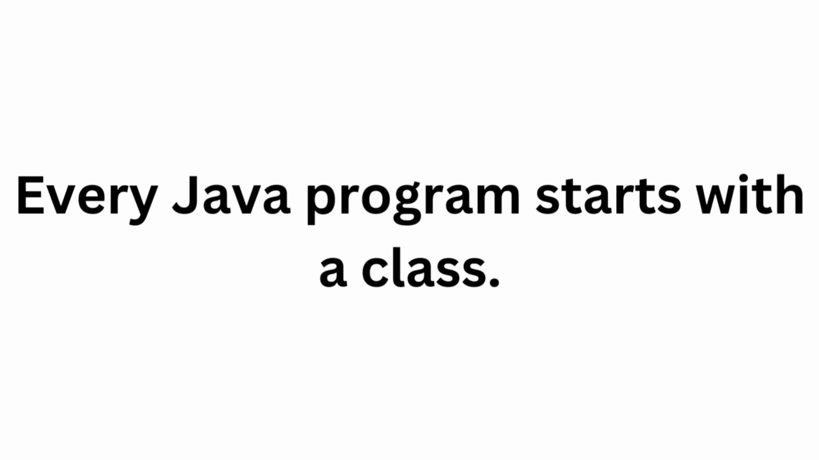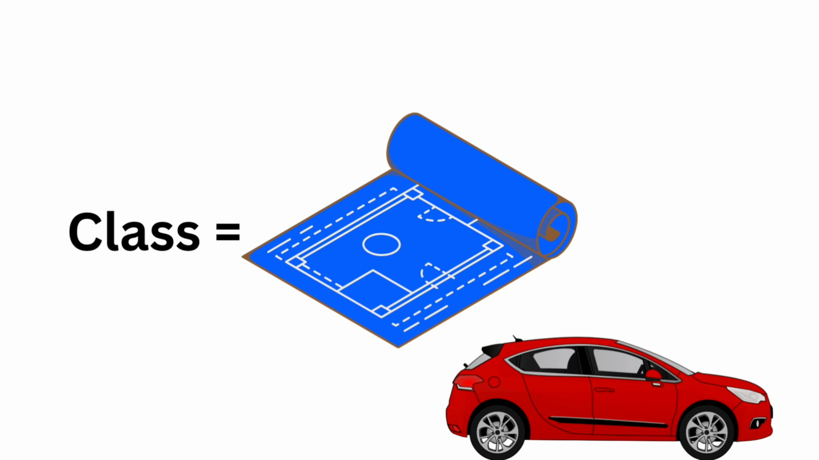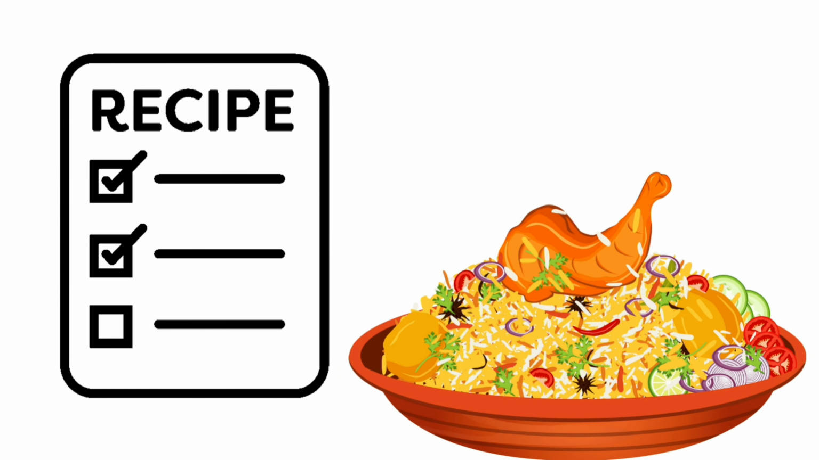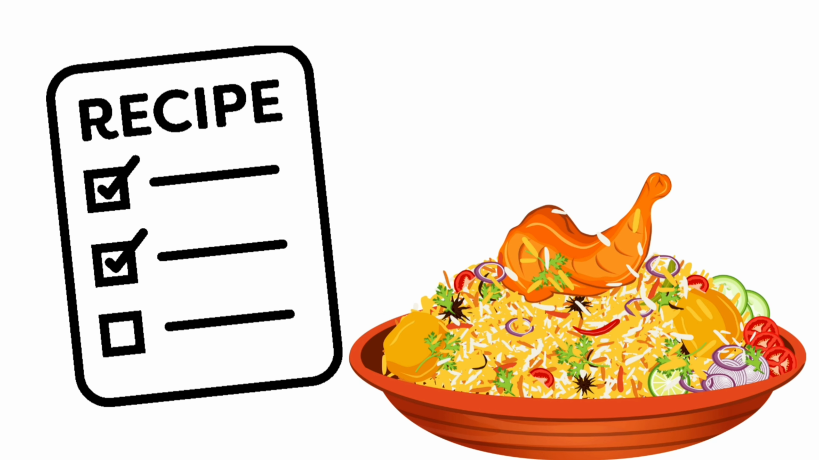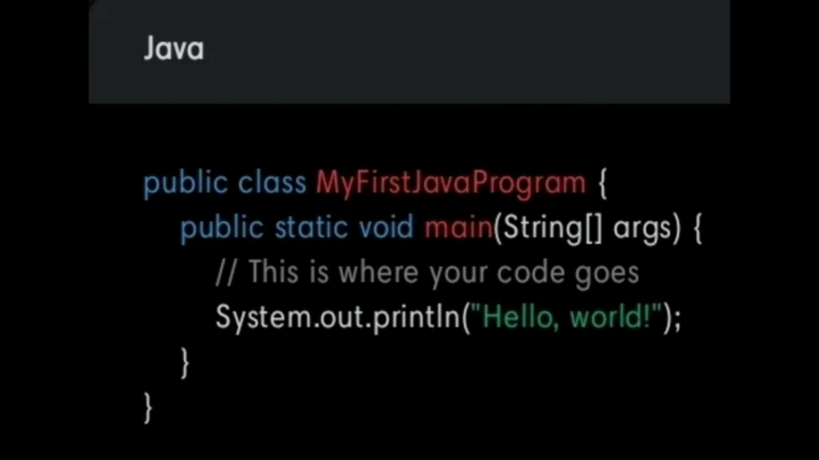Every Java program starts with a class. Think of a class as a blueprint for objects. It's like the recipe for your favorite dish. Without the recipe, you can't cook, right? So, the basic structure of a Java program looks like this.